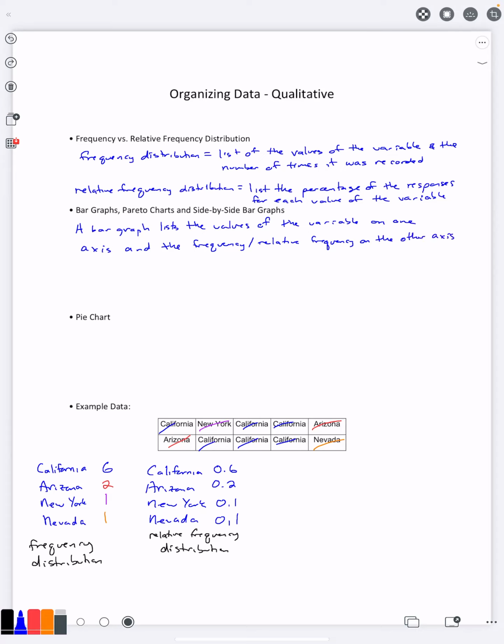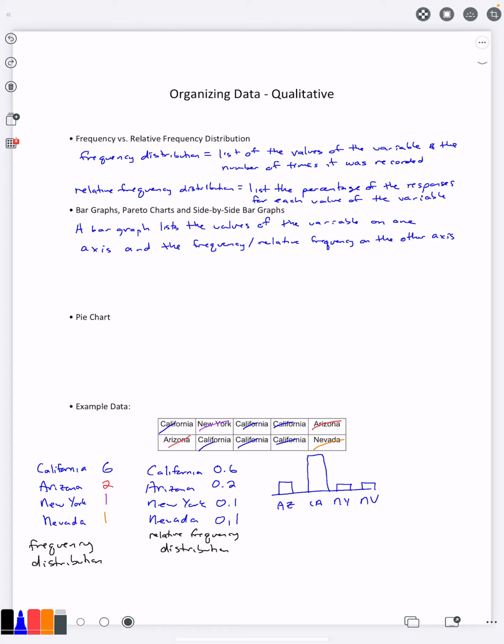So in this case here, and I'm going to intentionally put them out of order. I'm going to put Arizona first, and then California, and then New York, and then Nevada. So Arizona had 2, so I'll go up, say 2 here, whatever that may be. California had 6, so it should be 3 times as large, roughly. New York and Nevada down to 1. Now, obviously, you could do a much better job, but that's the idea of a bar graph.